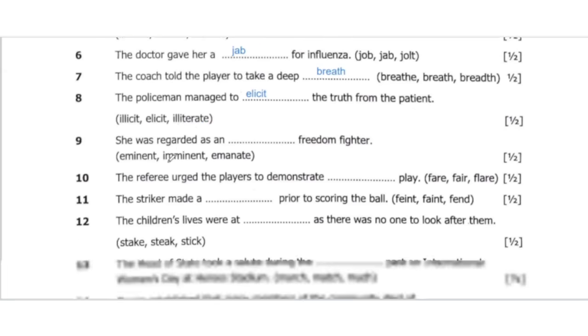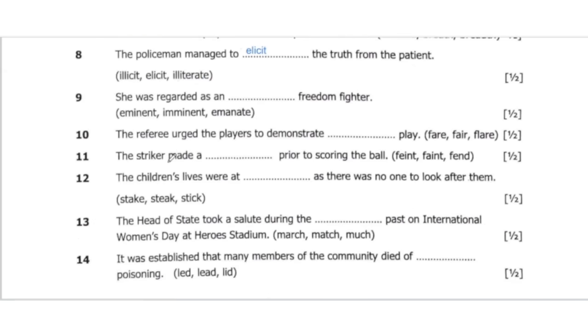The next question is: she was regarded as an dash freedom fighter. So which one is correct? Dash fighter. So the correct spelling is eminent, or imminent. Some say eminent. So eminent is this one here. Okay, so the correct answer is this one, which is eminent.